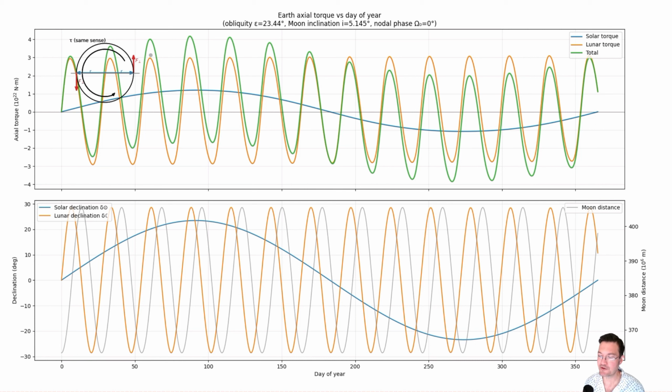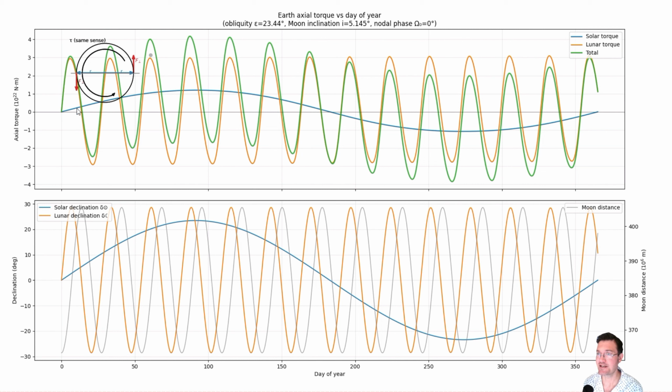And there's even more subtlety here, right? As the moon goes around the Earth, how those bulges on the planet are oriented to the moon is going to affect how much the moon can torque on the Earth. And same with the sun. So in blue here is the axial torque from the sun. The orange is the axial torque from the moon on the Earth. And then the green is the combined torque.